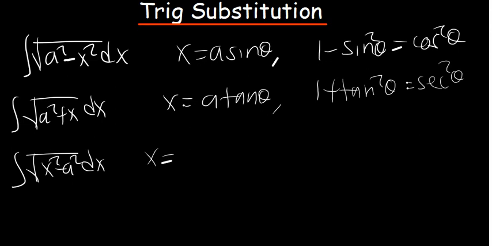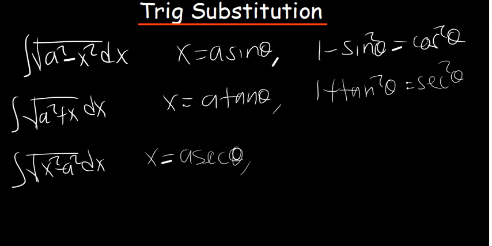The third one, where there is x, we are going to be replacing with what? With a sec theta, sorry. The reason why we are going to be replacing it with sec theta is because we know that sec squared theta minus 1 is tan squared theta. So we need to be familiar with these formulas.